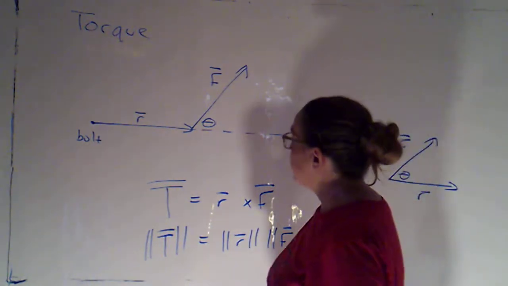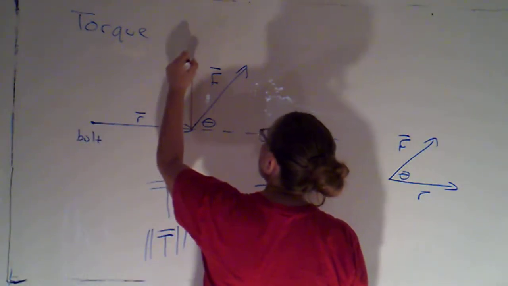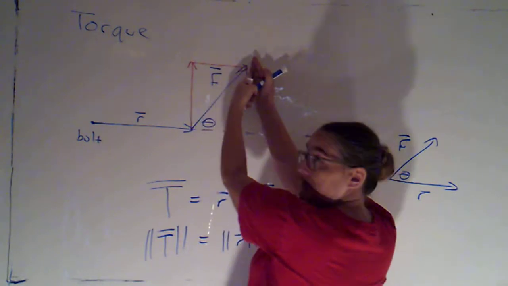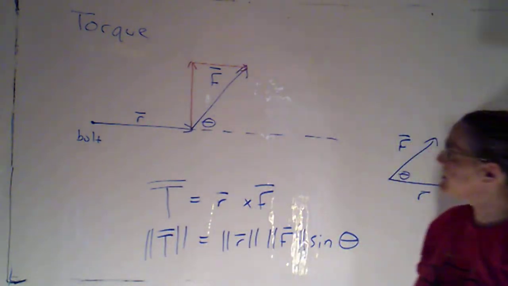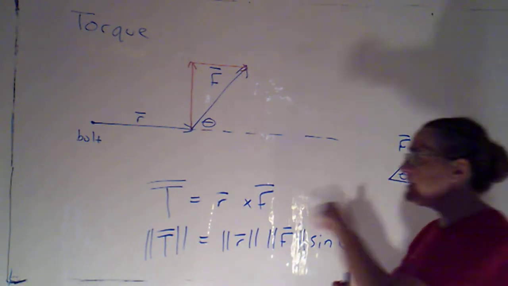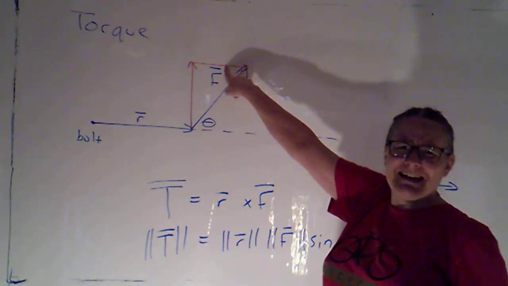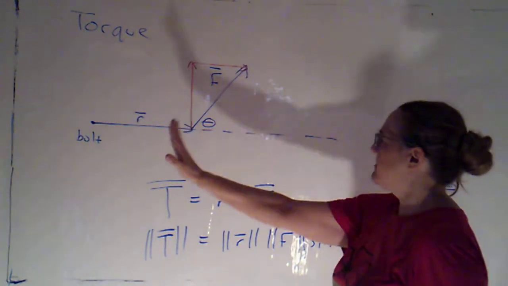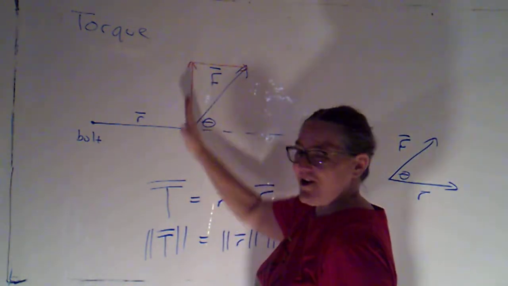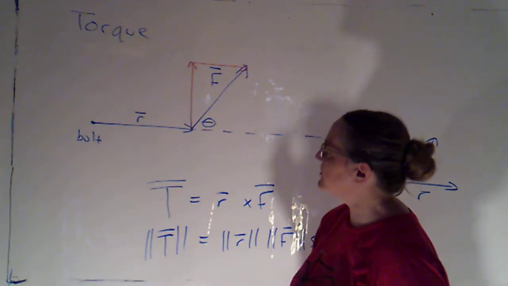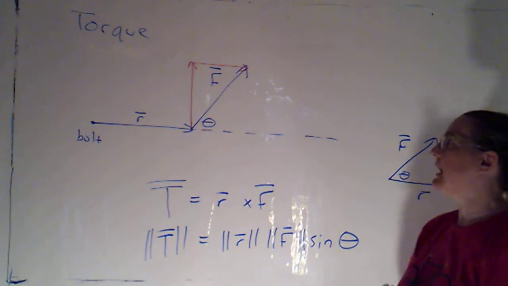Now, if I look at this picture, I can see that I could break F up into a component that's parallel to R and one that's perpendicular to R. What I'm expecting the force to do is to cause this bolt to turn. This component isn't going to be doing anything because the bolt isn't going to be moving left or right, but this upward, as I've drawn it, component, the component that's perpendicular to R, will contribute to that bolt spinning a bit.